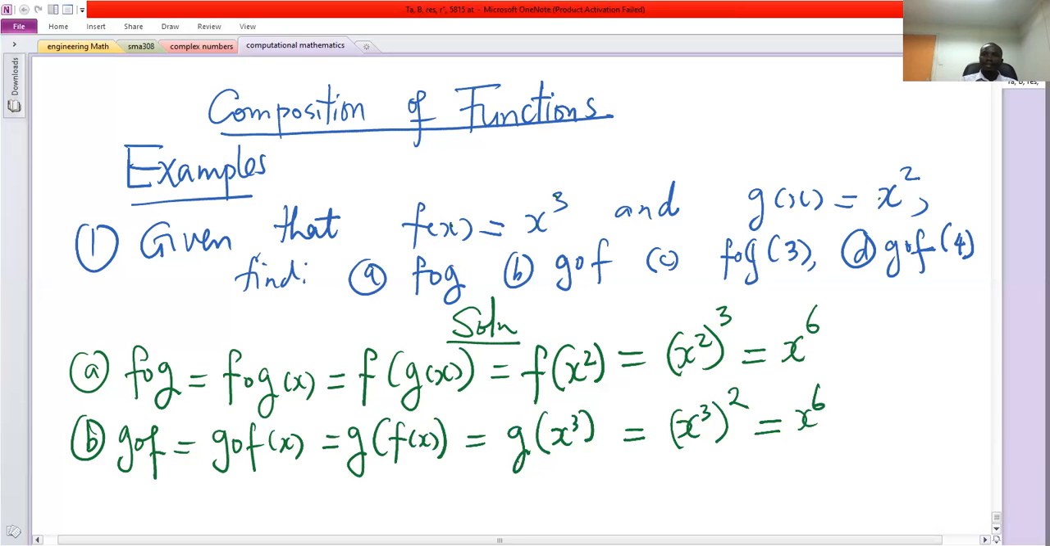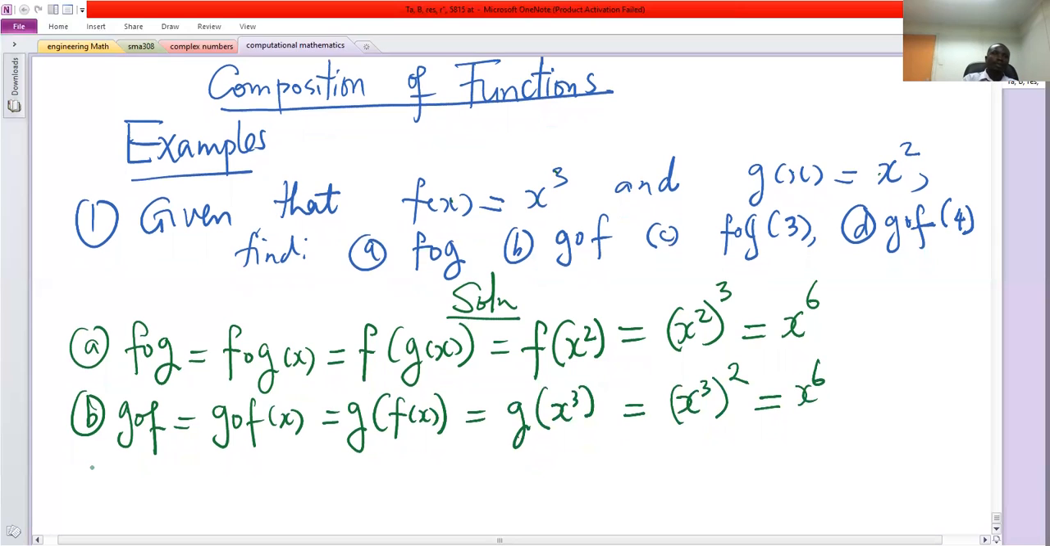And then next one is to evaluate f composed with g at 3. Now, once you have already defined f composed with g at x to be x power 6, then when you give it 3, you simply do 3 raised to the power 6, and the answer is 729.